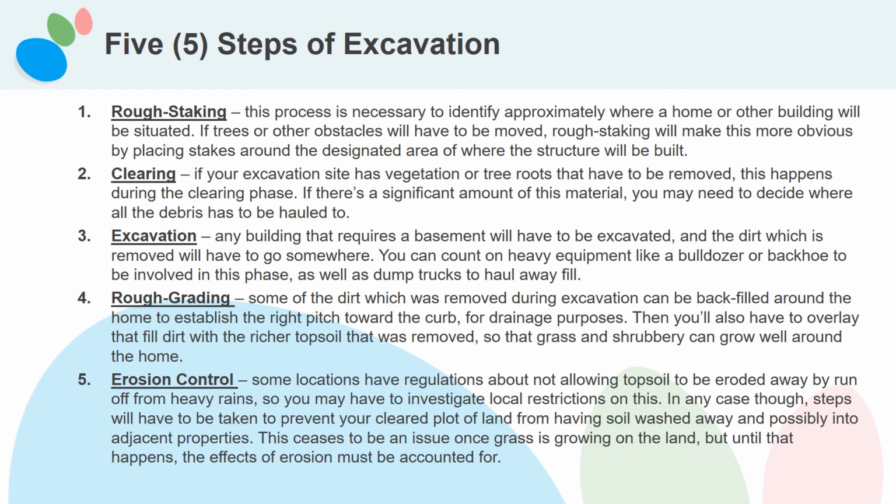5. Erosion control. Some locations have regulations about not allowing topsoil to be eroded away by runoff from heavy rains, so you may have to investigate local restrictions on this. In any case though, steps will have to be taken to prevent your cleared plot of land from having soil washed away and possibly into adjacent properties. This ceases to be an issue once grass is growing on the land, but until that happens, the effects of erosion must be accounted for.